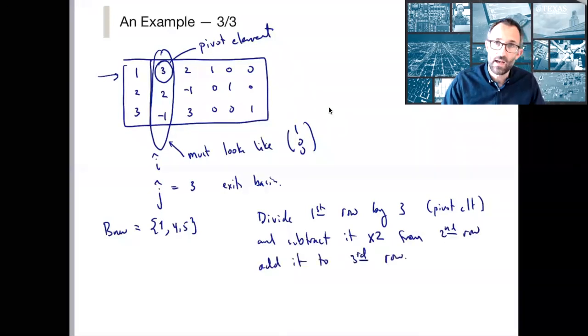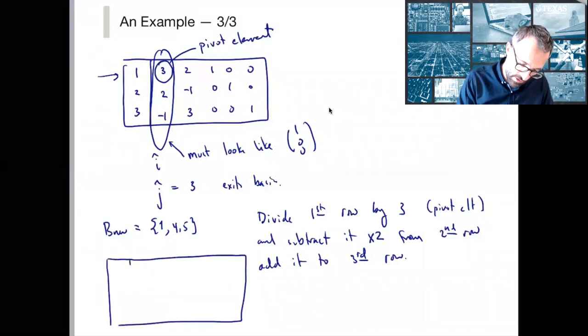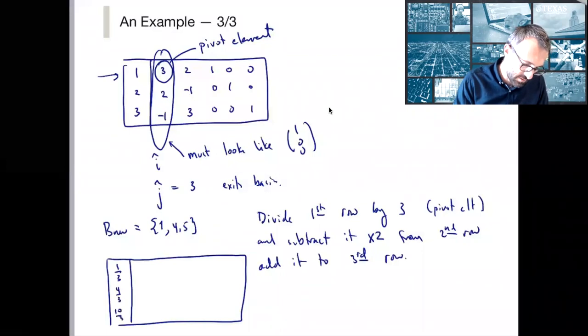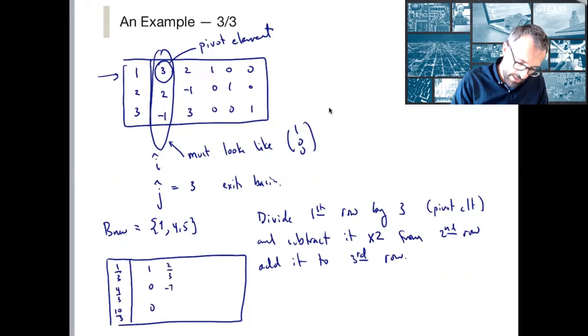How am I getting this? I want that column to look like 1, 0, 0. And once I do that, what results, you can check the algebra yourself, is 1/3, 4/3, 10/3, 1, 0, 0, 2/3, minus 7/3, 11/3, 1/3, minus 2/3, 1/3, 0, 1, 0, 0, 0, 1.